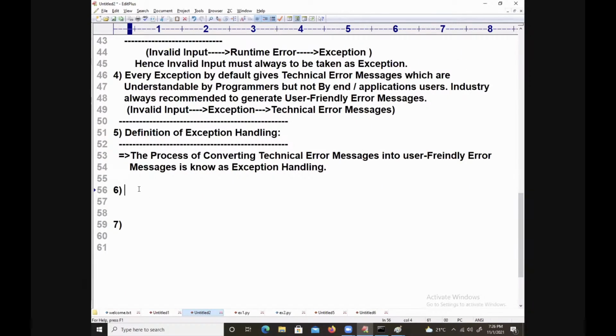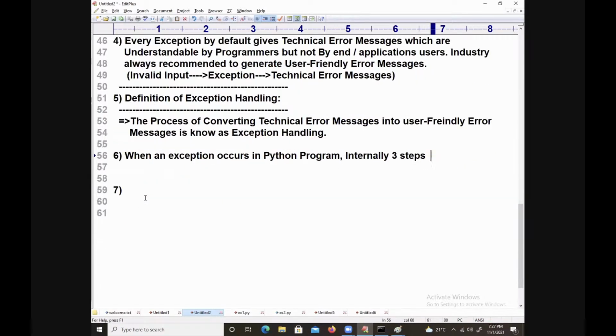Next, what happens when an exception occurs in a Python program? When an exception occurs in a Python program, three steps take place internally. What are those three steps?